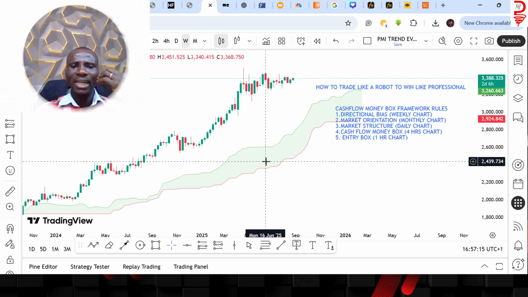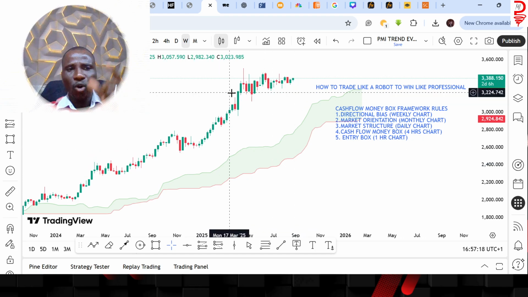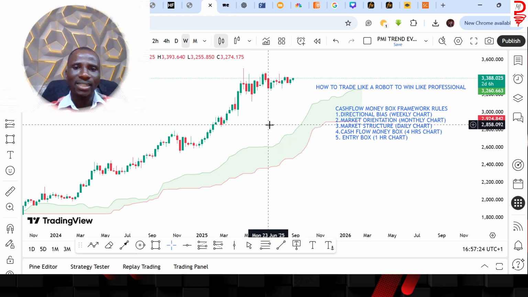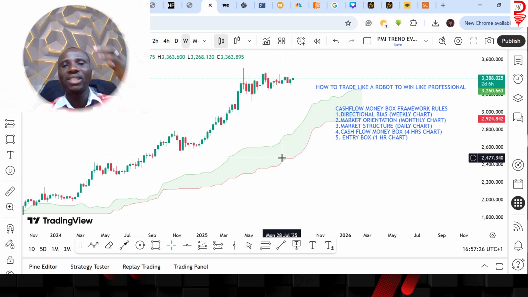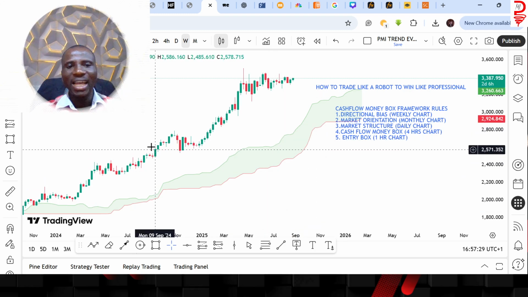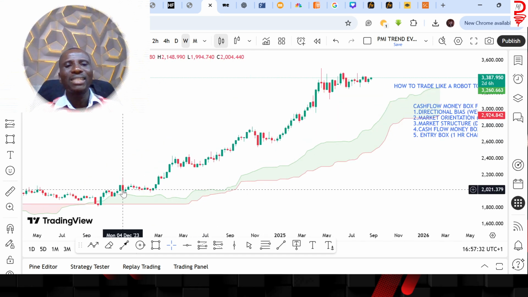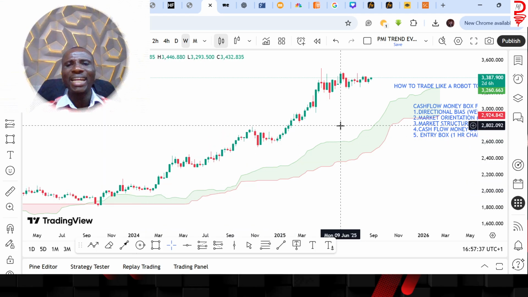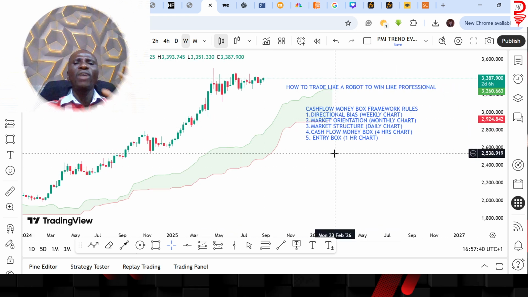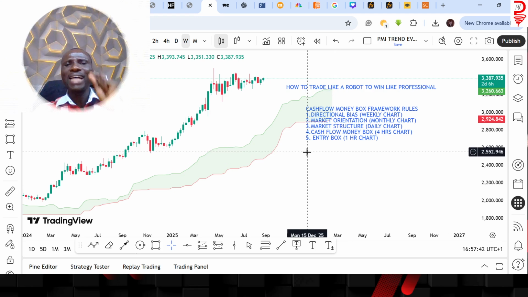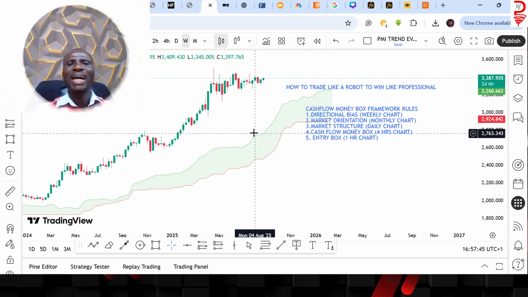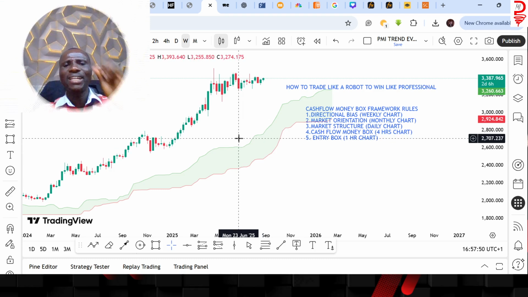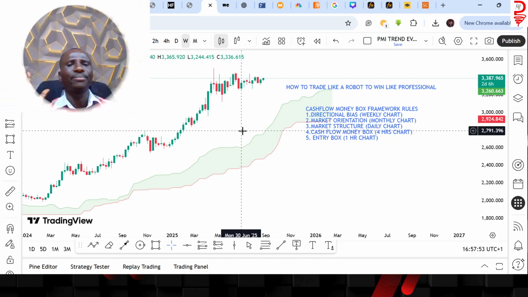So the overview of the market for gold now is that gold is on a bi-directional bias, and this is because the price is trading above the cloud, and it has been like that since December 2023. Now, for you to overview the directional bias as a robot, what that means is that you will only take a buy on an asset that the directional bias is a buy.